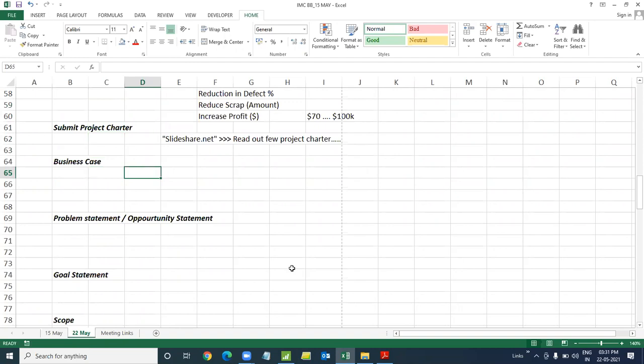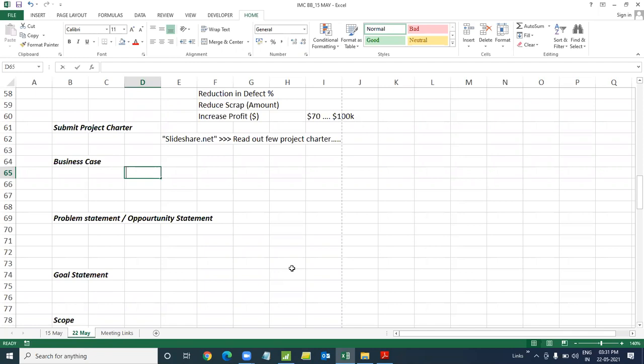Number one, when you would write your project charter, your management is reading your business case, they are looking for three answers. So you don't need to write in bullet points like this, but you have to keep this in mind. When they read whatever you have written in the business case, they would be looking for three answers.